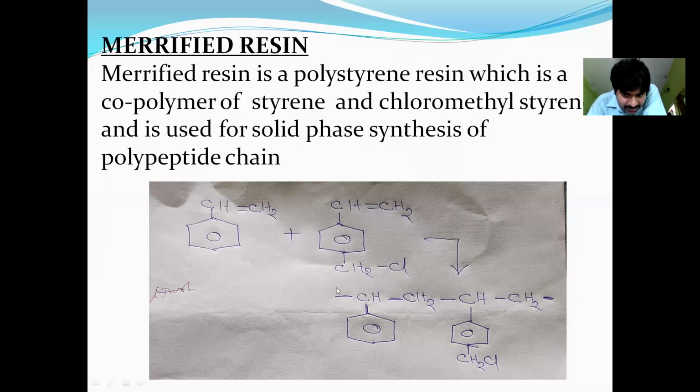This is the structure of modified resin. This is styrene, this is chloromethyl styrene, and this is the modified resin structure.